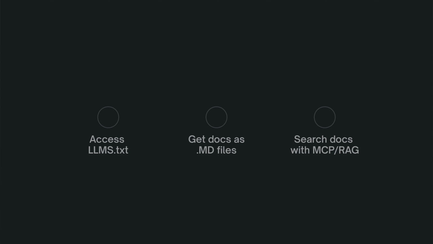Welcome back to our series on using the Knock MCP server to build your notification features. In this quick video, we'll look at a few different ways you can use Knock's documentation directly with LLMs. We'll look at how to access text files designed specifically for ingestion by a model, how to get markdown versions of each documentation page, and then we'll look at how you can search Knock documentation directly in an app like Cursor or Claude Desktop using our RAG endpoint.